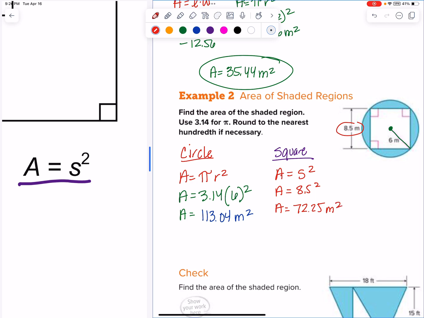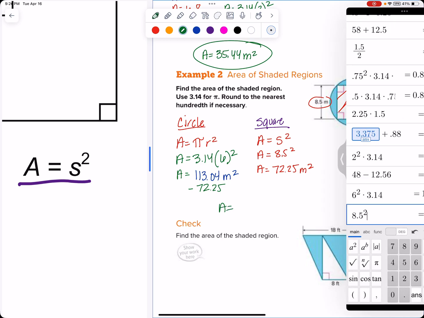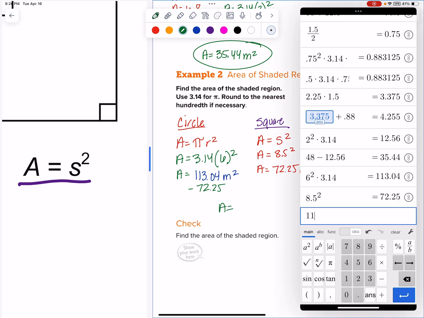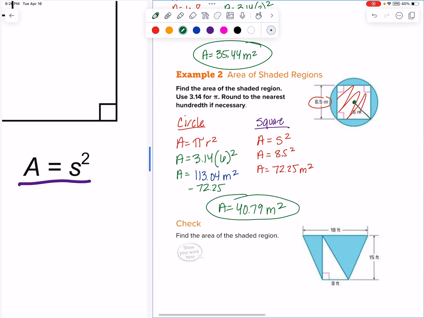Now we have that, and you just need to pay attention to which one you are removing. We want to know the shaded, so we're removing the square. Let's subtract the 72.25 and get our official final answer. So area of shaded is 113.04 minus 72.25, and we get an area of 40.79. And again, I have to go back to my units of meters squared. Okay, so there we go.